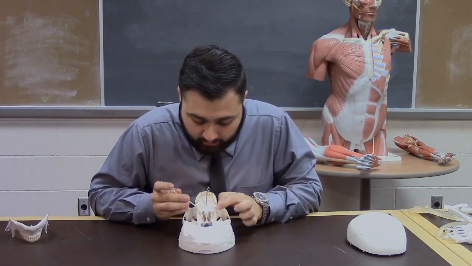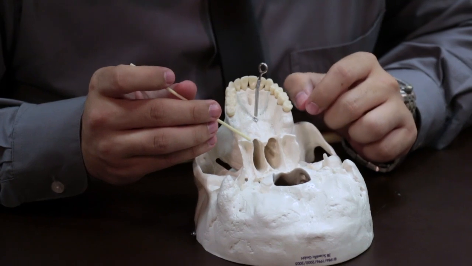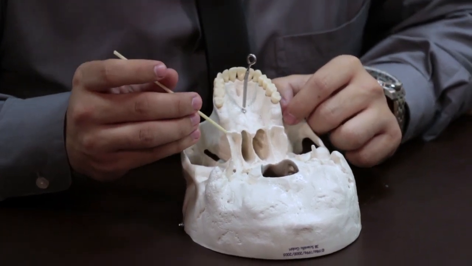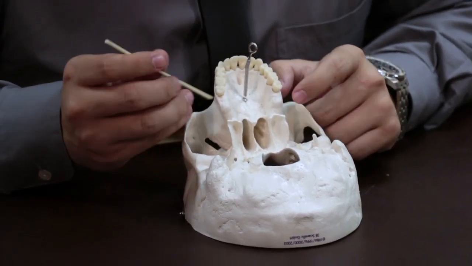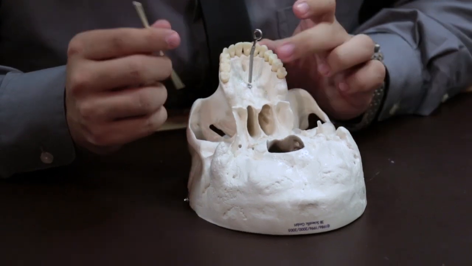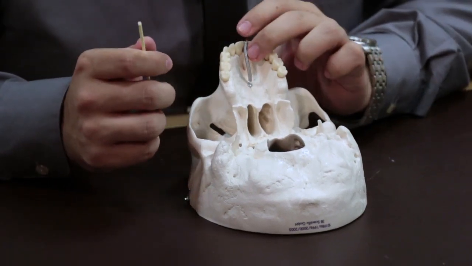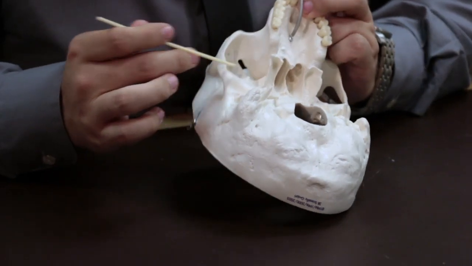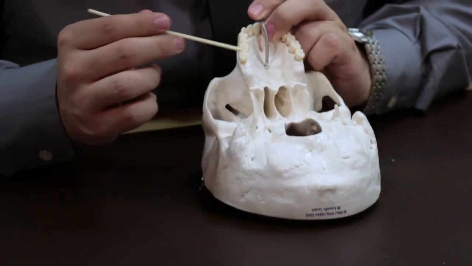going on here. These right here. This is the medial and lateral pterygoid processes. Medial and lateral pterygoid processes. These are part of the sphenoid bone. Okay, so they go up all the way to the sphenoid bone as well.